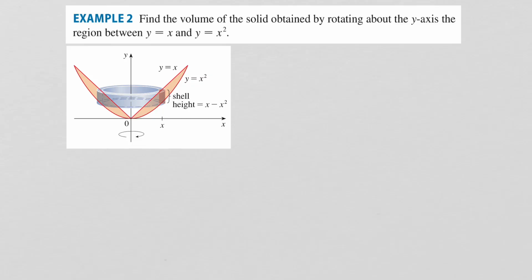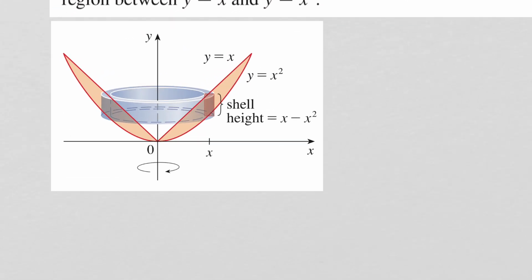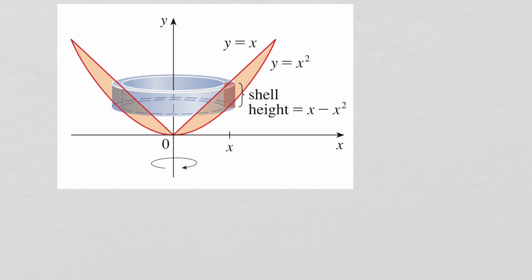In our next example, we wish to find the volume of the solid obtained by rotating about the y-axis, the region between y equals x and y equals x squared. So let's zoom in here a little bit. We have our function y equals x right here. Y equals x squared is right here. Notice that those two functions are bounded on 0 to 1.